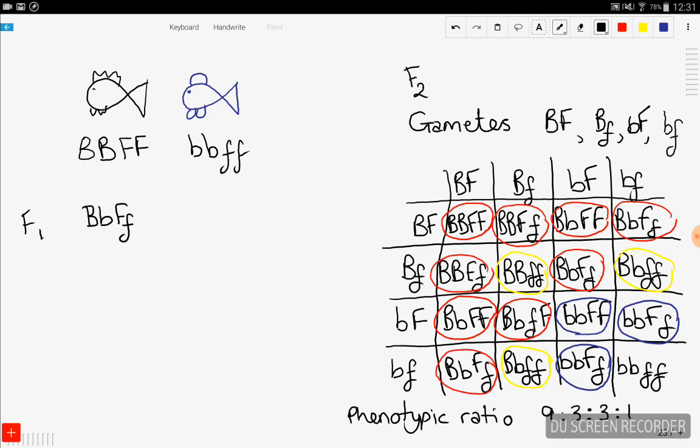And does this add up to 16? It does. So this is an F2 cross for dihybrids using 2 genes, so it's a dihybrid cross. It's an F2 cross, and it gives us the phenotypic ratio. It always gives us a 9 to 3 to 3 to 1 ratio.